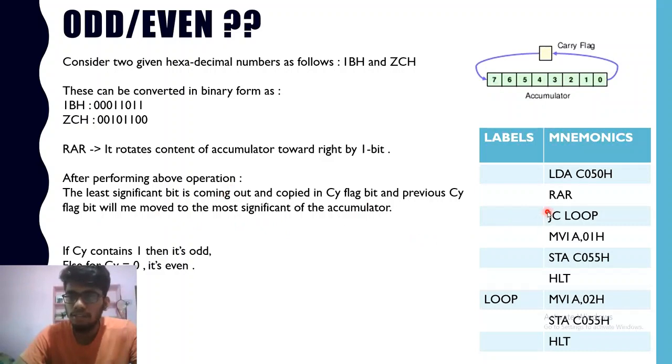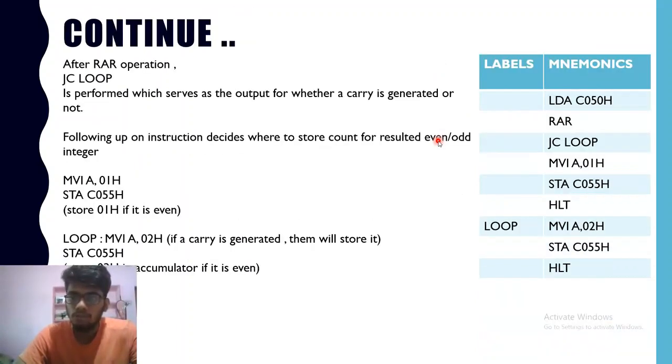So as we can see here, we will be using the RAR instruction, which will rotate our least significant bit and store it into the carry, and the carry will store the previously stored bit into what was the most significant bit of the accumulator. So after the RAR operation we will be using JC loop. The JC loop operation is performed as a part of this instruction.